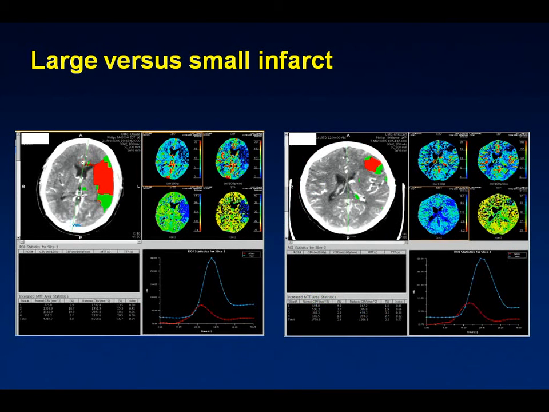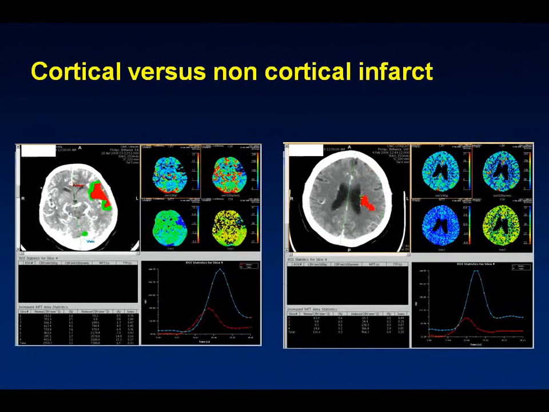Here's a large versus small infarct size. This would be a large infarct. This is again something that you would normally not thrombolyze. This is a small infarct. This is something that you could thrombolyze. You see that the penumbra is about 30% larger, so this is something you could try. It's probably not a very good patient who will not respond very well, but he'll probably respond.